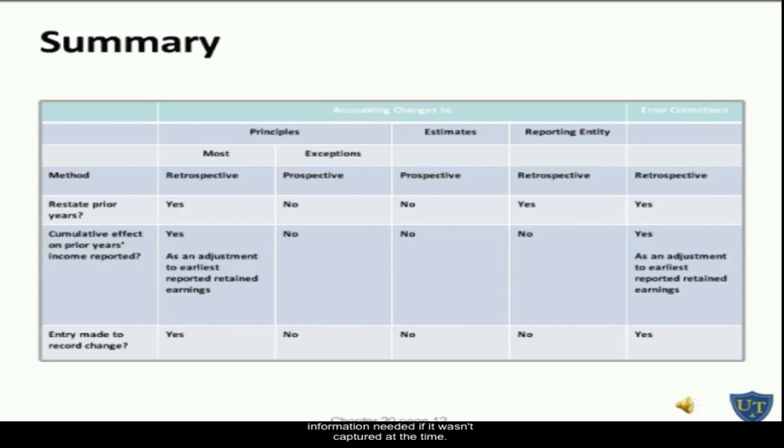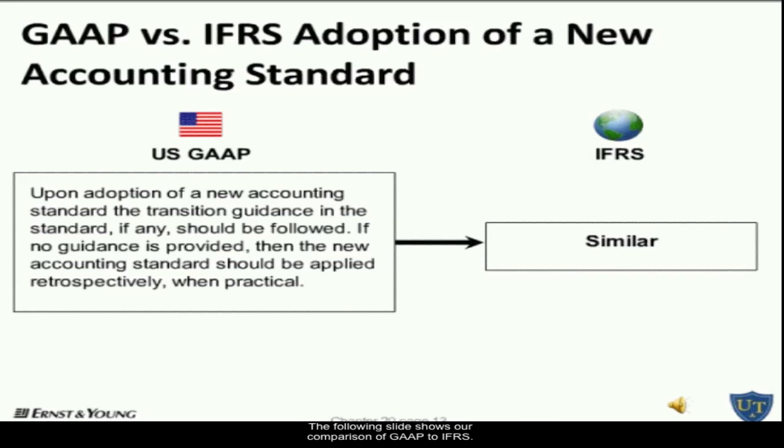The following slides show our comparison of GAAP to IFRS. In the area of accounting changes, the 2 methods are extremely similar. Notice that IFRS is consistent with GAAP for considering a change in depreciation methods to be a change in estimate. This was an early impact of IFRS on GAAP, and when accounting changes were modified, the FASB based their new proposal on IFRS, which had treated changes in depreciation methods as changes in estimates.